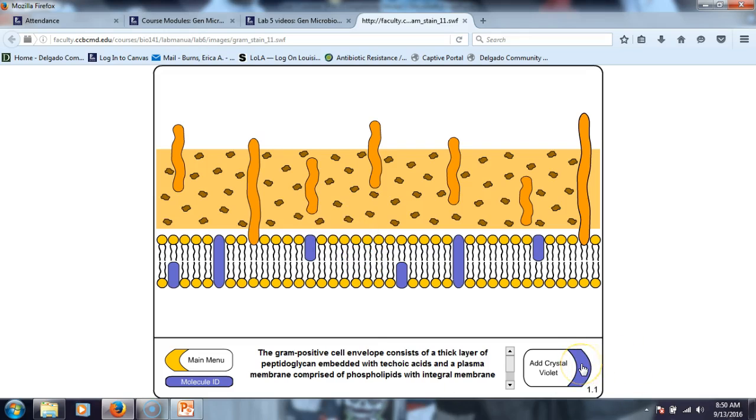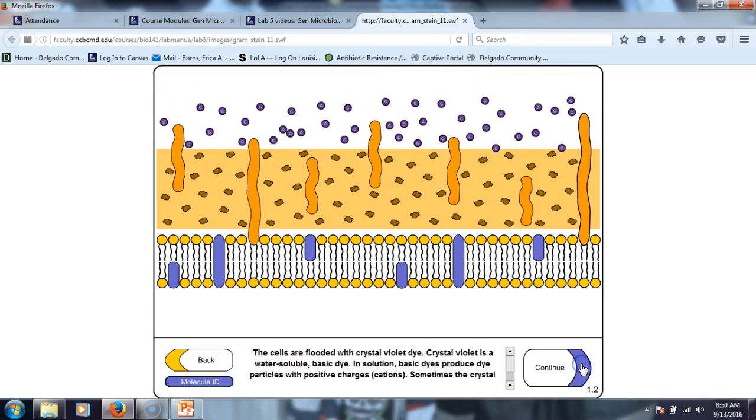So the first step is what? Add crystal violet. For how long? 1 minute. What do we do after the minute?